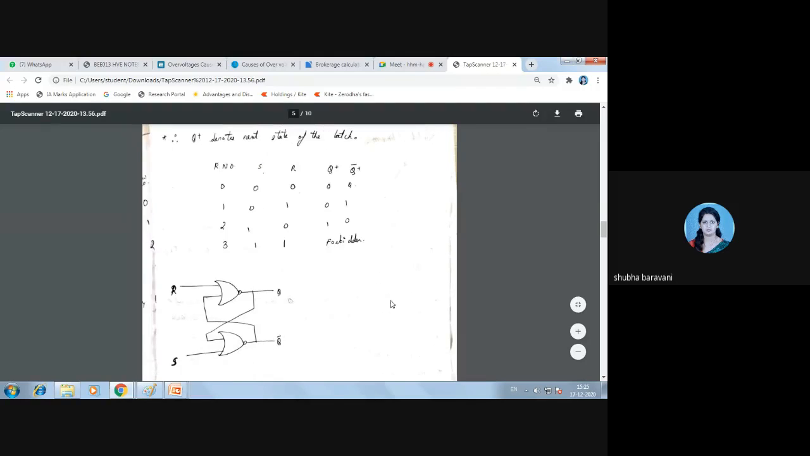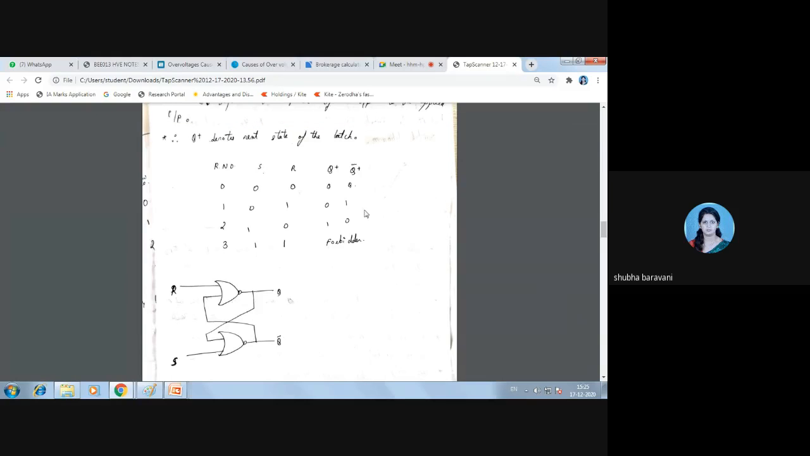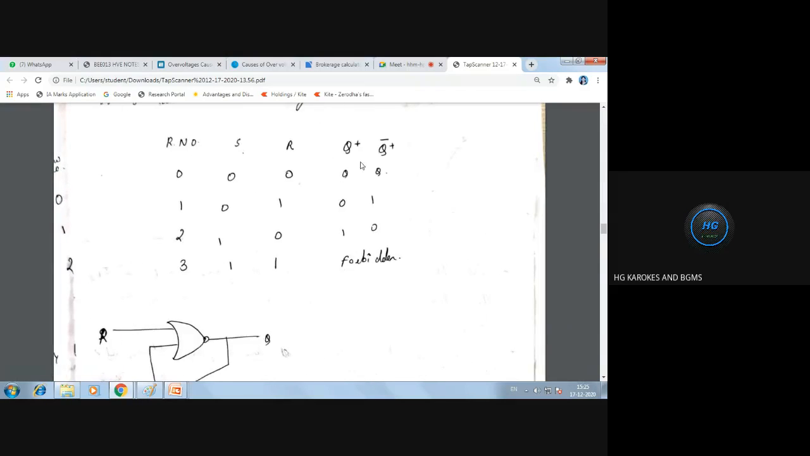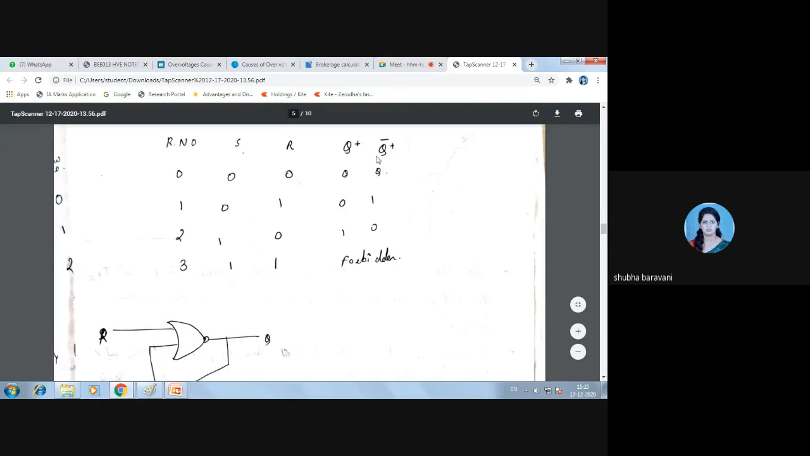So what we did today, was it understood? SR latch, was it understood, everyone? See here, I have written that if S and R are 0, it means my present output is the same as my previous output. And for 1 1 it is a forbidden state for the SR latch.